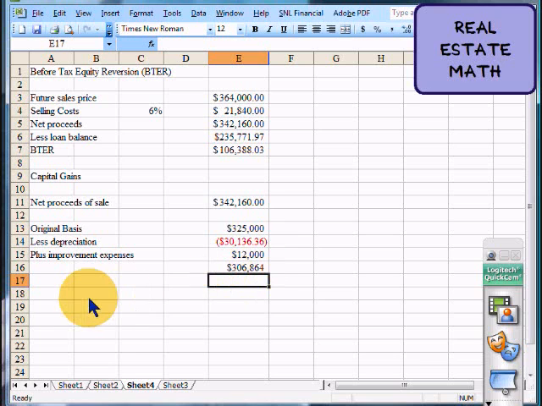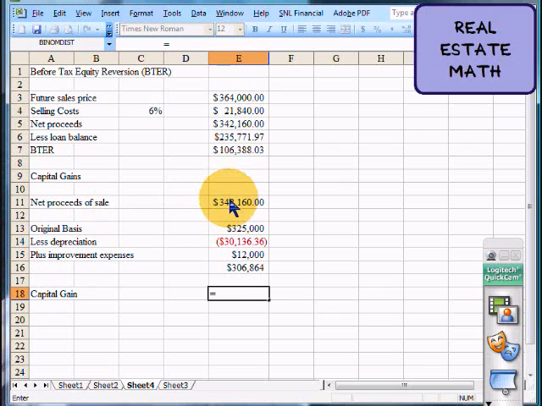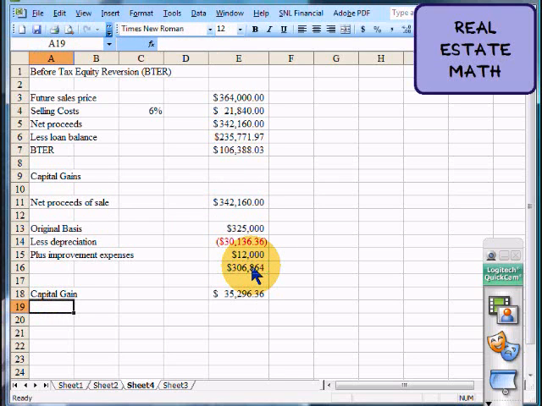So our capital gain is equal to our 342 minus our 306, which is $35,296. That's the amount of profit that we made on the building. Okay, well, how much do we pay in taxes? All right, well, let's take a look at the capital gains tax calculation.